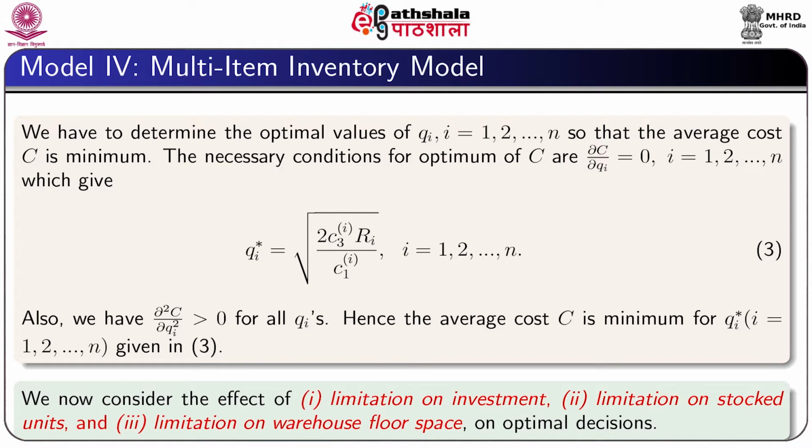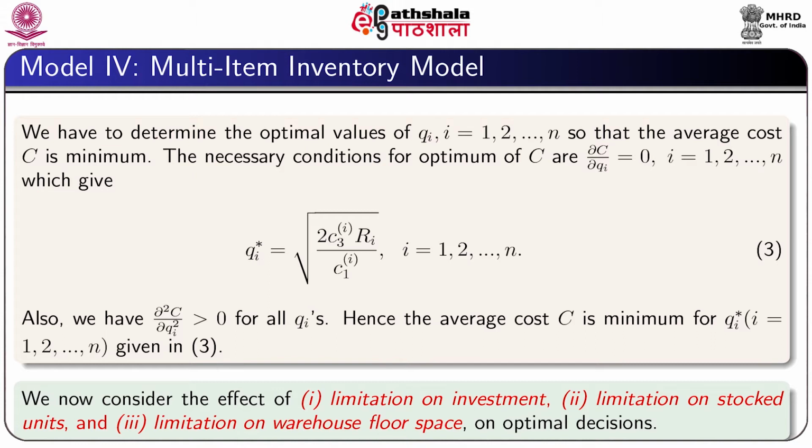The necessary conditions for optimum of C are del C by del Qi equal to 0 for i equal to 1 up to n, which give Qi equal to root over 2 C3i Ri by C1i, where i varies from 1 up to n. It can be also shown that del squared C by del Qi squared is greater than 0 for all Qi. This means that the average cost C is minimum for Qi star given in equation 3.